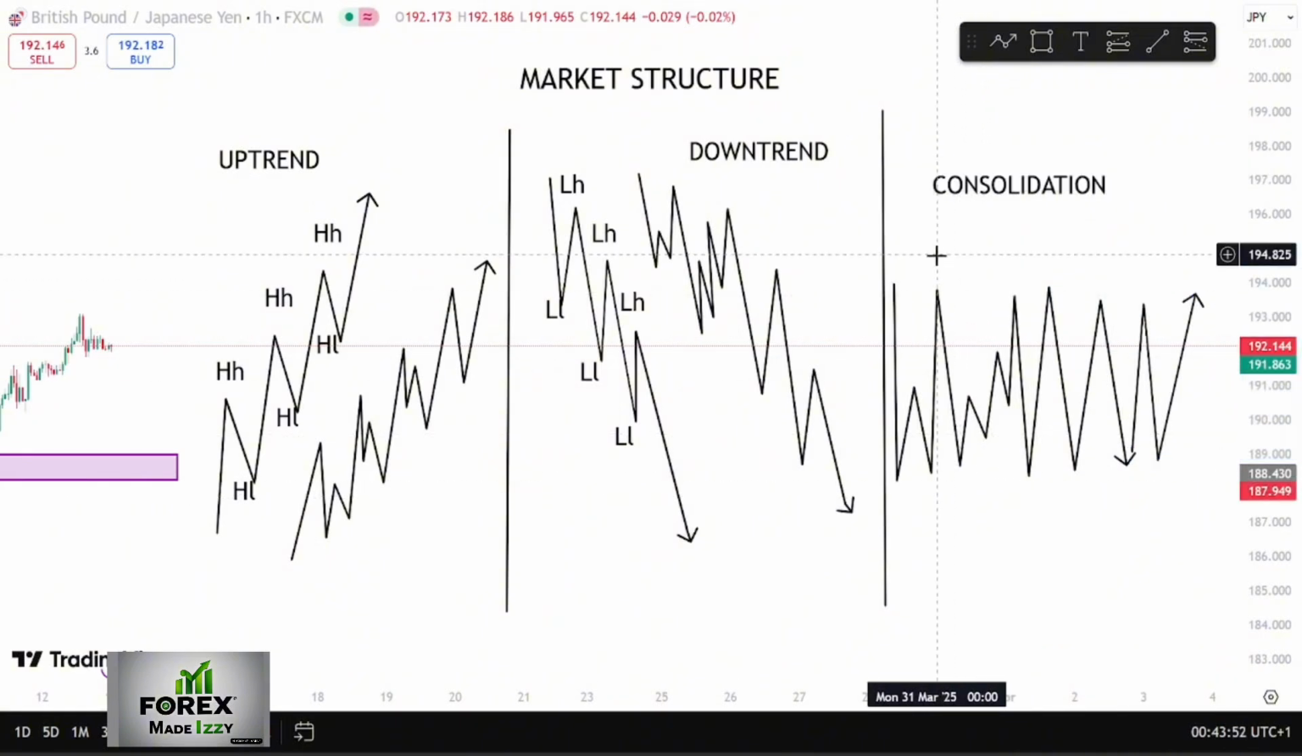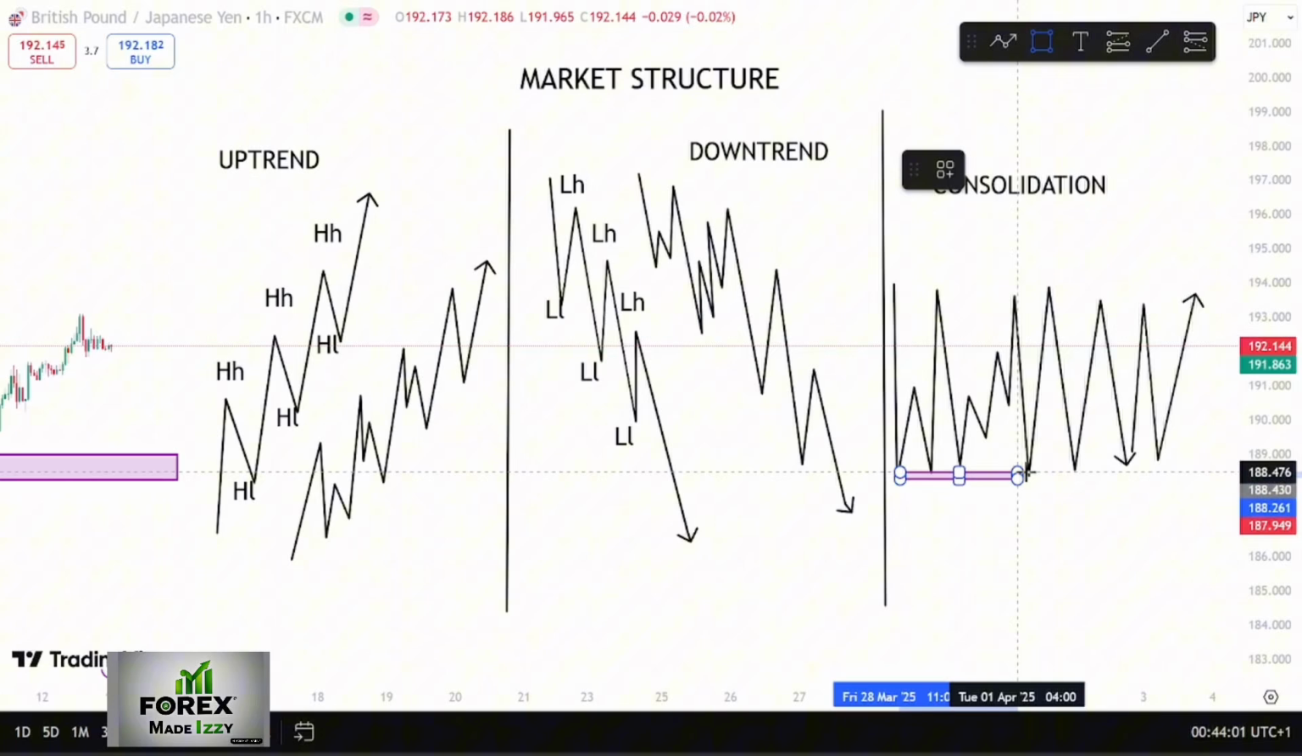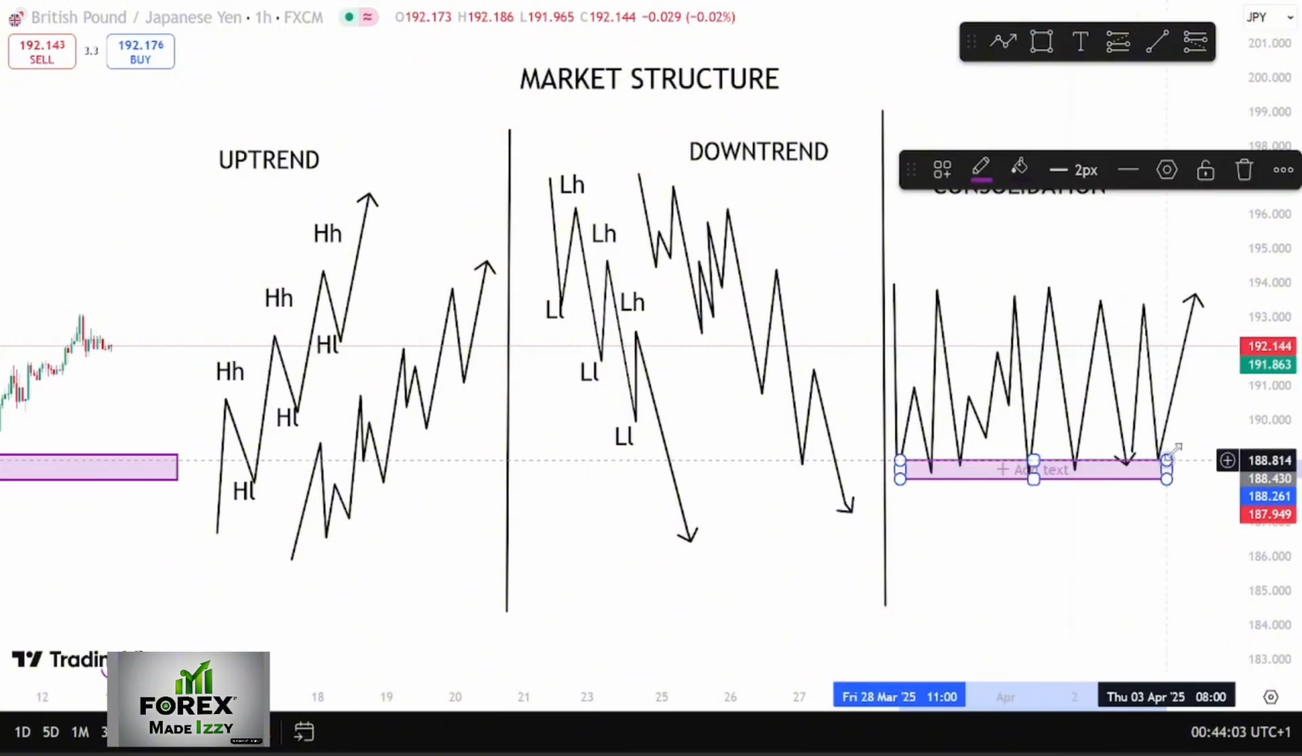Now a lot of technical traders take advantage of the consolidation markets, whereby they trade the support and resistance. So if you put your support area here, I will talk about support and resistance also in this channel.